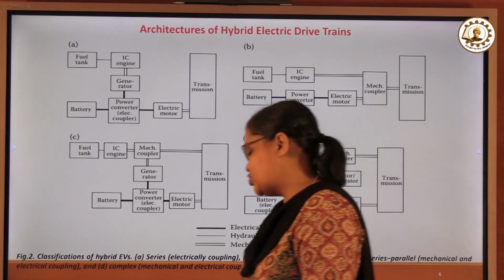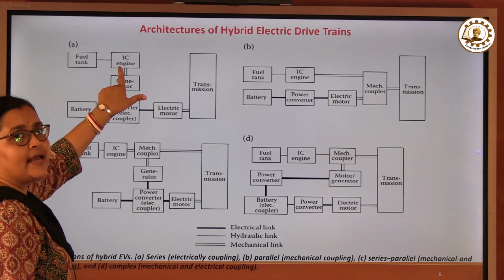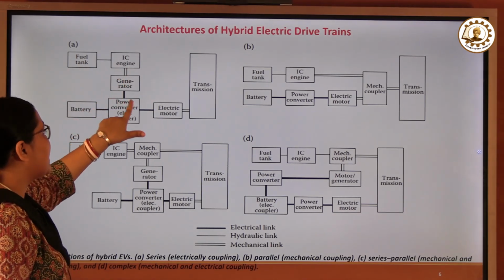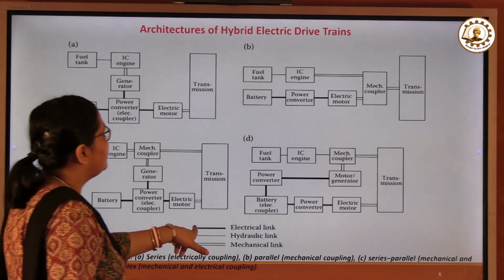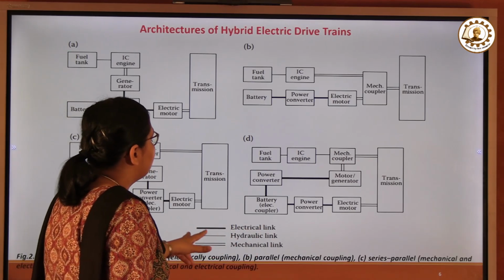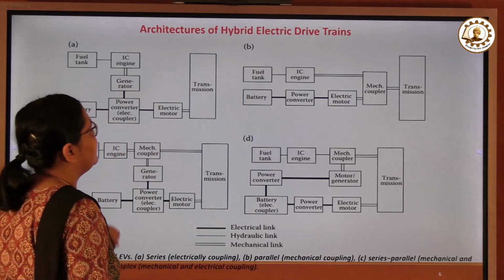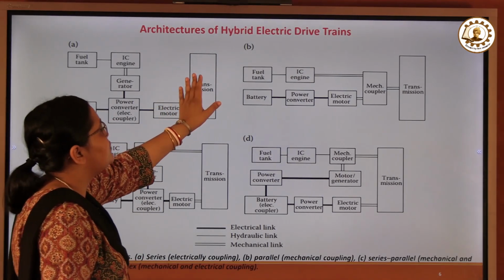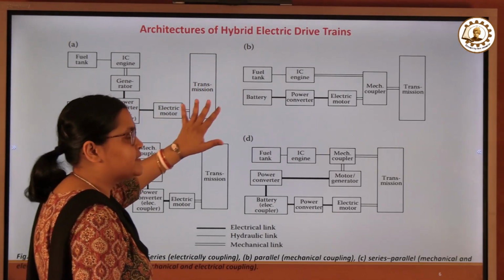So what these combinations actually tell us, as we have already said, is that the fuel tank and IC engine are the combination of powertrain 1, while the battery and the power converter are the combination of powertrain 2. In between, the bold black line is the electrical link, the straight line is the hydraulic link, and when both straight lines are present, that is the mechanical link. Now this part is the transmission, that is, the motor along with the transmission and the differential which goes to the wheels.